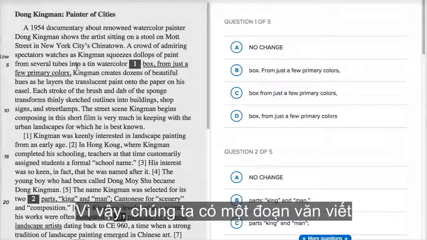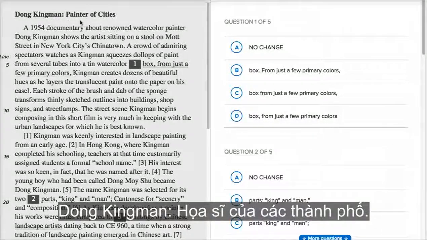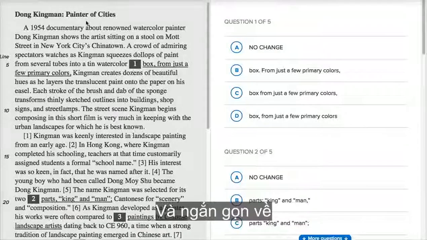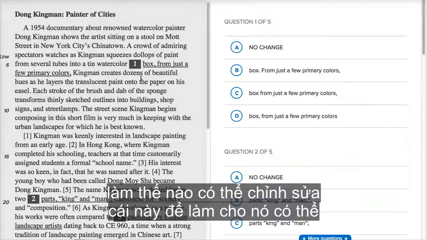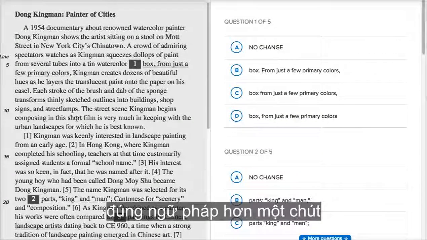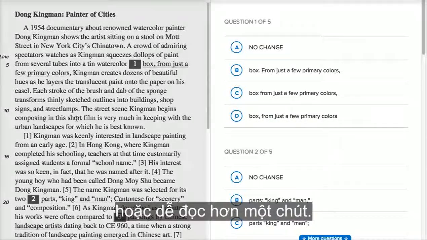So we have a writing and language passage here. Dong Kingman, painter of cities. And what's neat about this is as we go through it, we'll have a chance to think about how we might edit this to make it maybe a little bit more grammatically correct or a little bit easier to read.